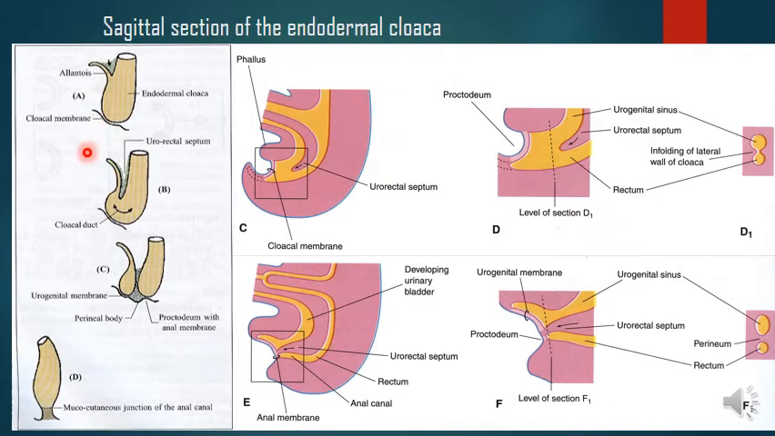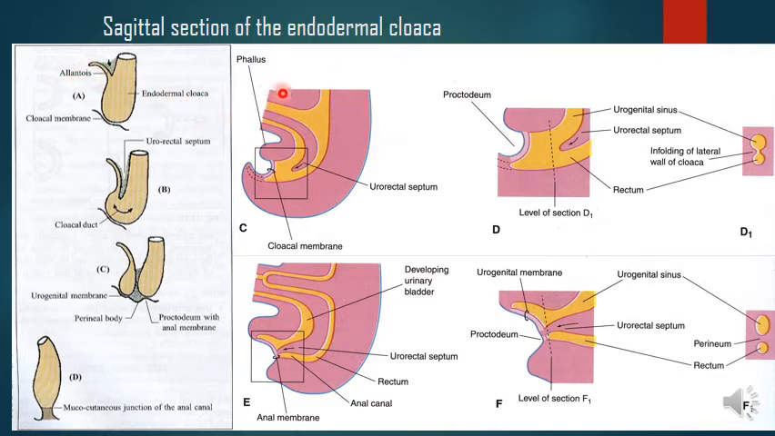Now this is the sagittal section of the endodermal cloaca. If you see, this is the hindgut. Ventrally the hindgut is drawn out as a diverticulum, and this diverticulum is called the allantois, which extends up to the fetal end of the umbilical cord.